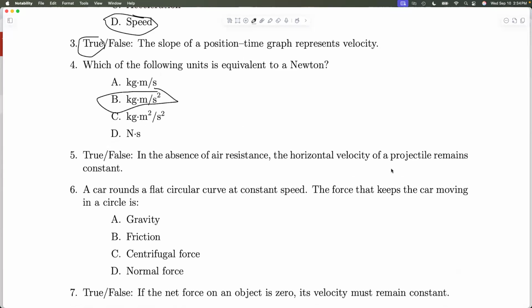You throw a projectile. Projectile means the only force is gravity, and that's pointing toward the center of the earth. So there's no air resistance. I mean, we can have projectiles with air resistance, but we usually, I don't want to say we won't call them projectiles because they're still projectiles, but I'm rambling now. So our only force here is gravity, no air resistance. The horizontal component of velocity remains constant. That is true.